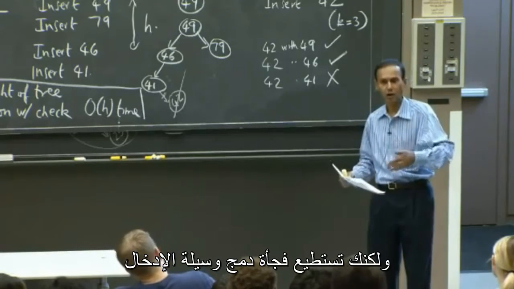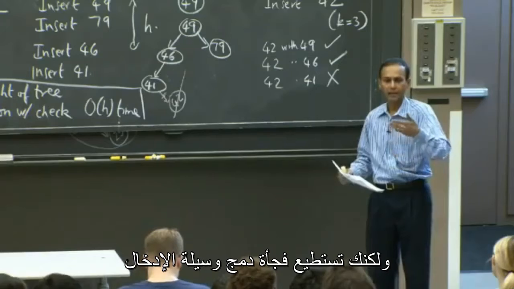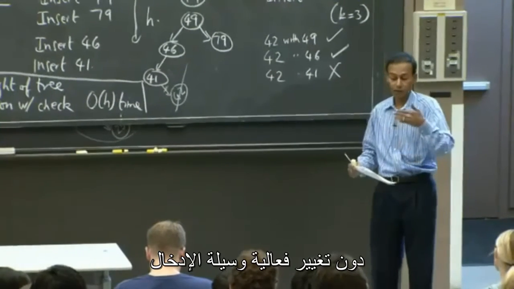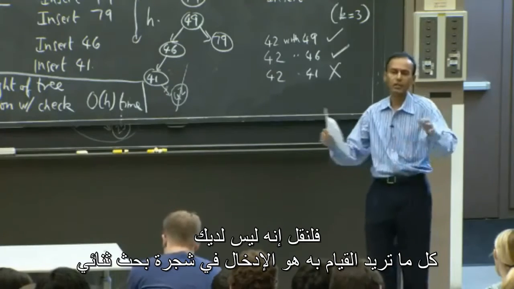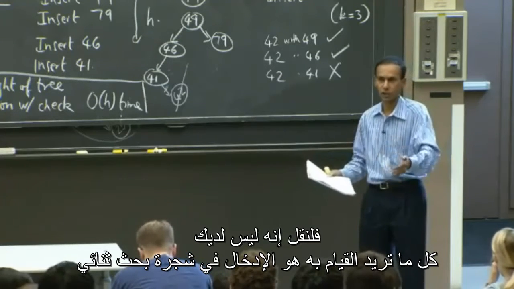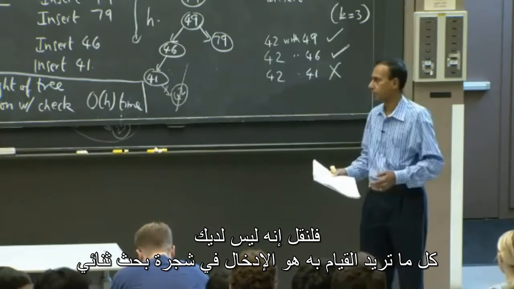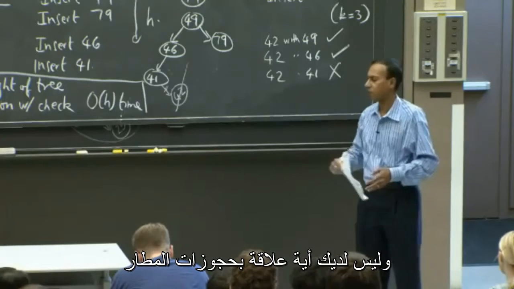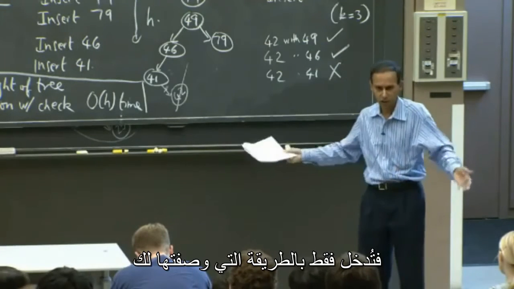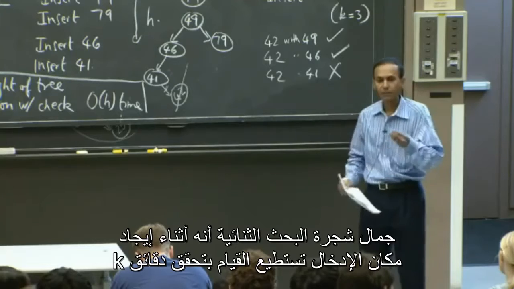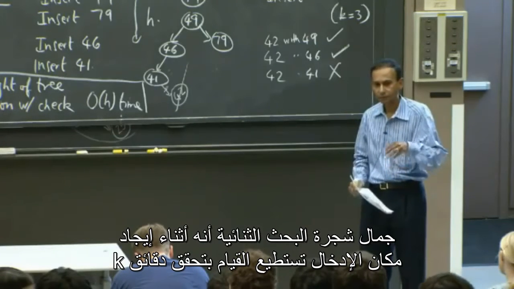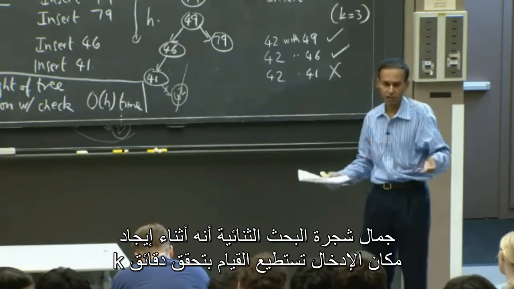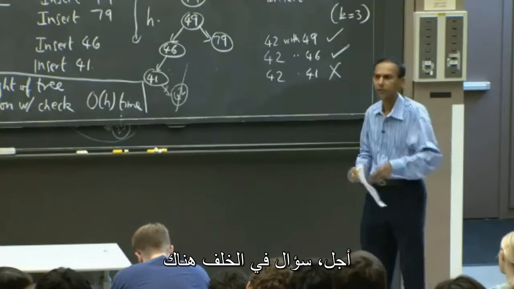But you can certainly augment the insertion method without changing the efficiency of the insertion method. All right? So let's say all you wanted to do was insert into a binary search tree, and it had nothing to do with the runway reservation. Then you just insert the way I described to you. The beauty of the binary search tree is that while you're finding the place to insert, you can do these checks, the k-minute checks. Yeah, question back there.